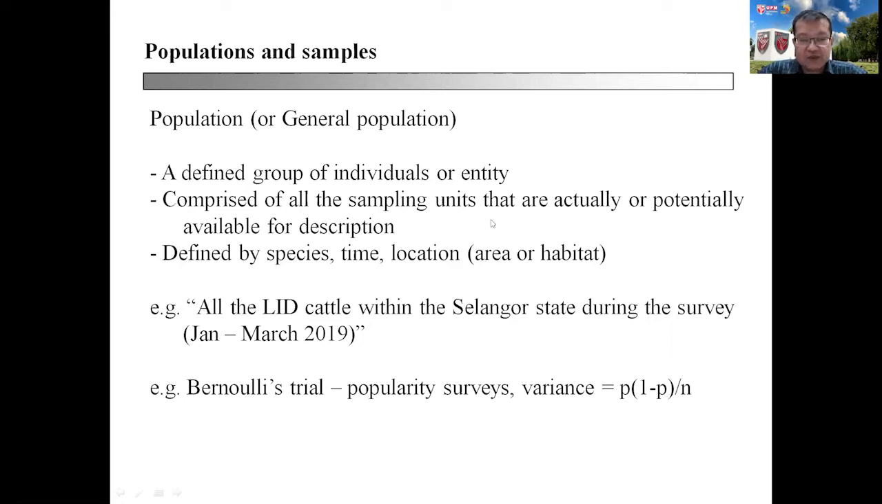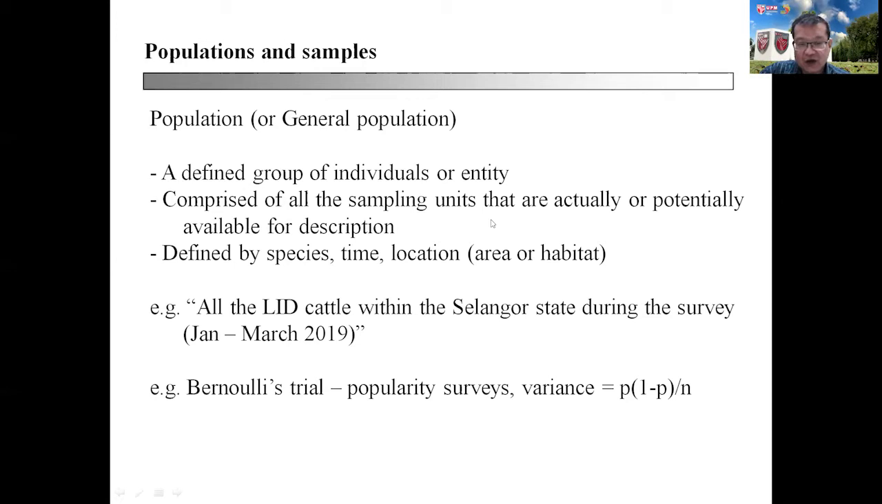Now, what is a population? A population is a defined group of individuals or entities. It comprises all sampling units that are actually or potentially available for description. So if you are designing a study, all sampling units that are eligible for your study will be the samples. The population is defined by species, time, and location. By location, I mean area or habitat. So it is a precisely described entity from which a study draws its samples.